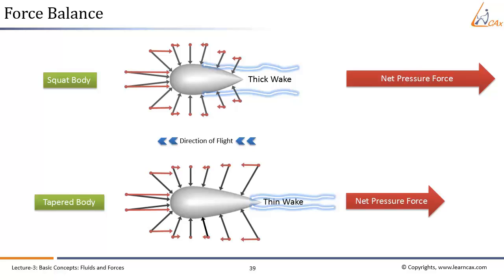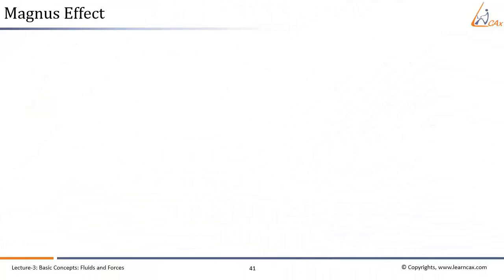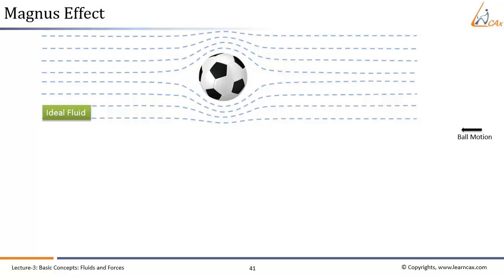Let us see in detail what happens to an object spinning in airflow. The simplest case to consider is air flowing around a football. In case of an ideal fluid, the free body diagram will look something like this. Here, the velocity of air at point A and point B are the same. So, according to Bernoulli's principle, the pressure would have the same values at points A and B.